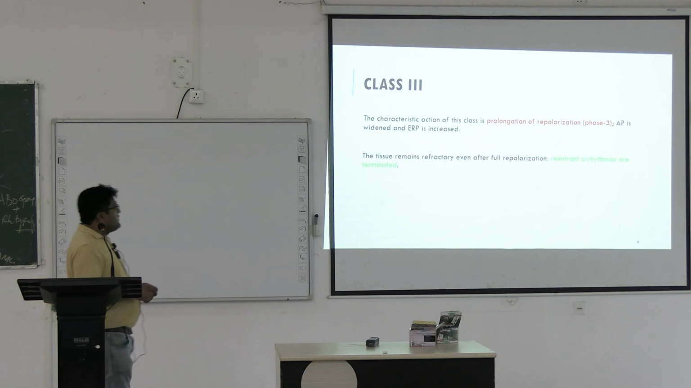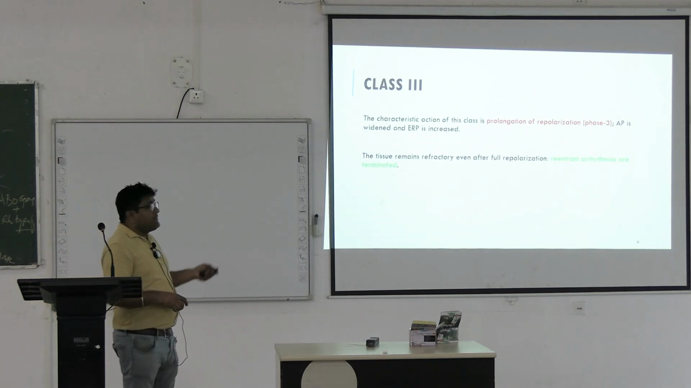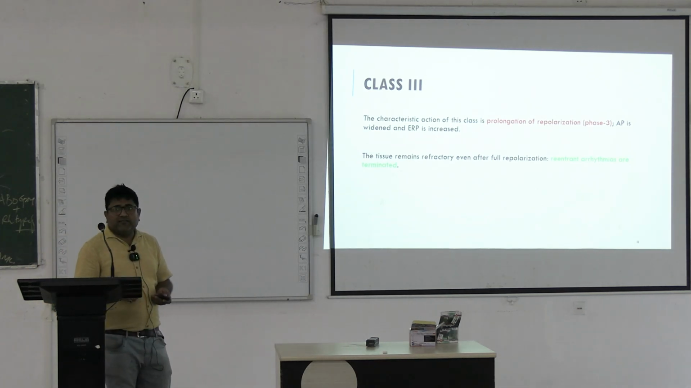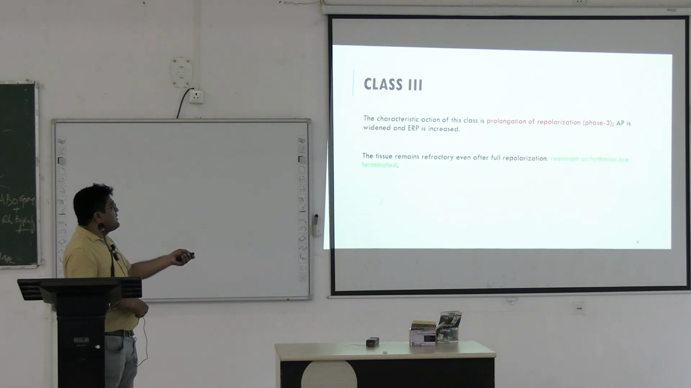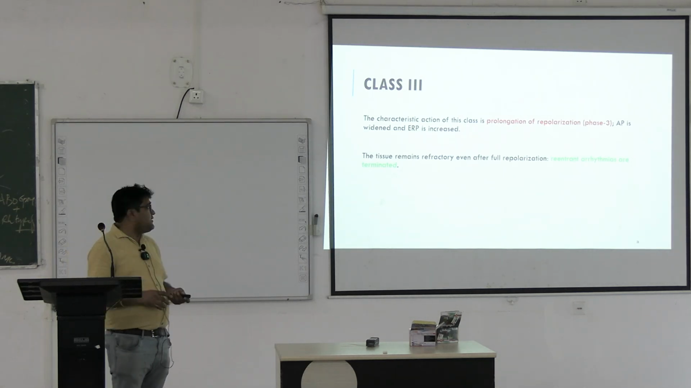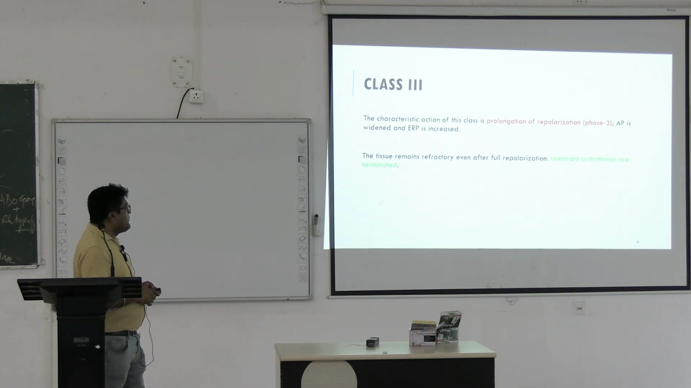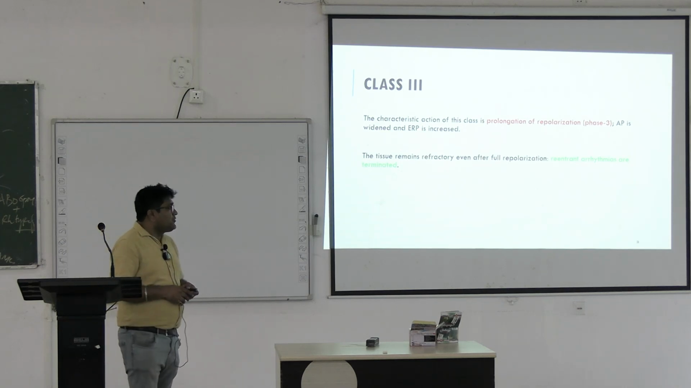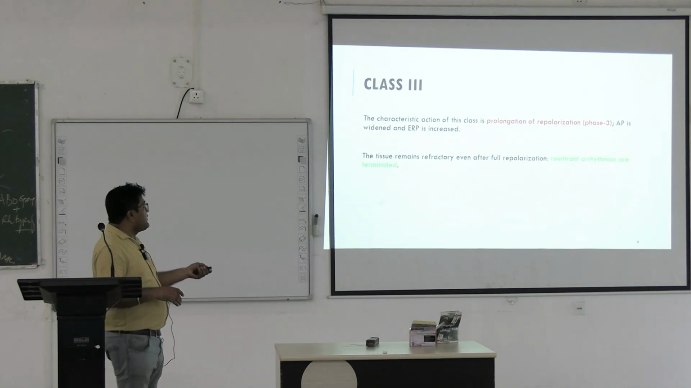So class 3 antiarrhythmic drugs block the potassium channels, so they prolong the repolarization phase, that is, the phase 3 action potential is widened and the effective refractory period is increased. So they are useful in re-entrant arrhythmias.